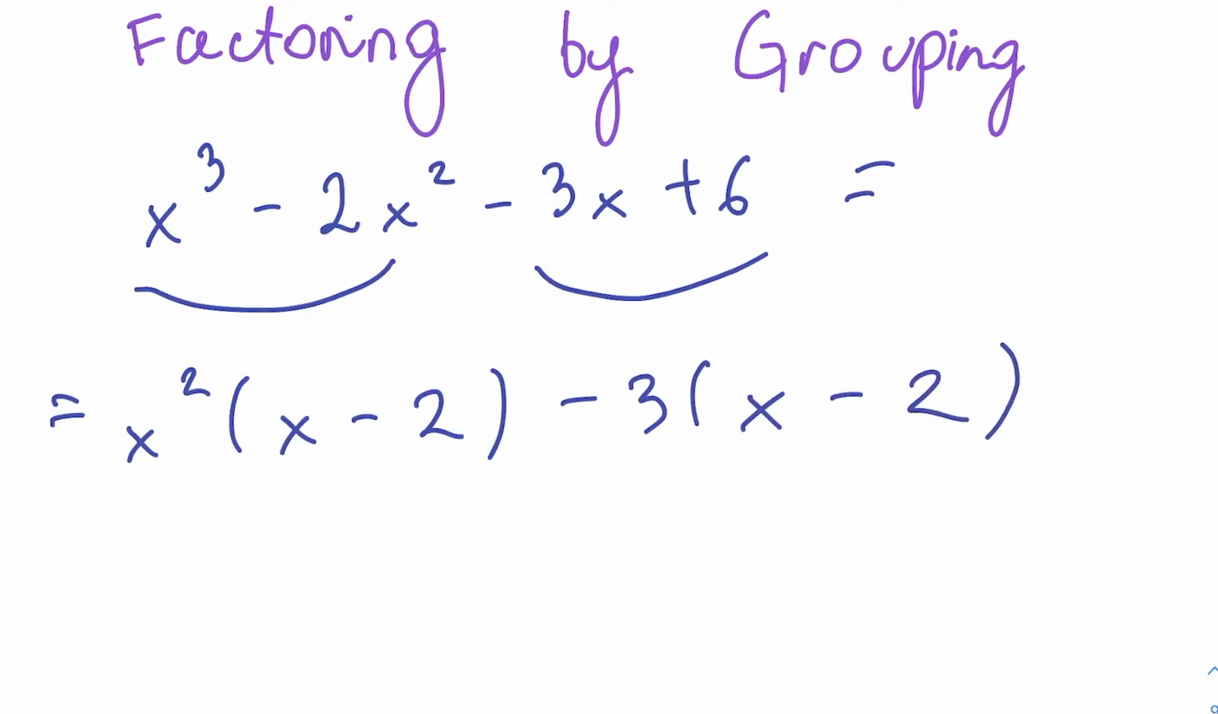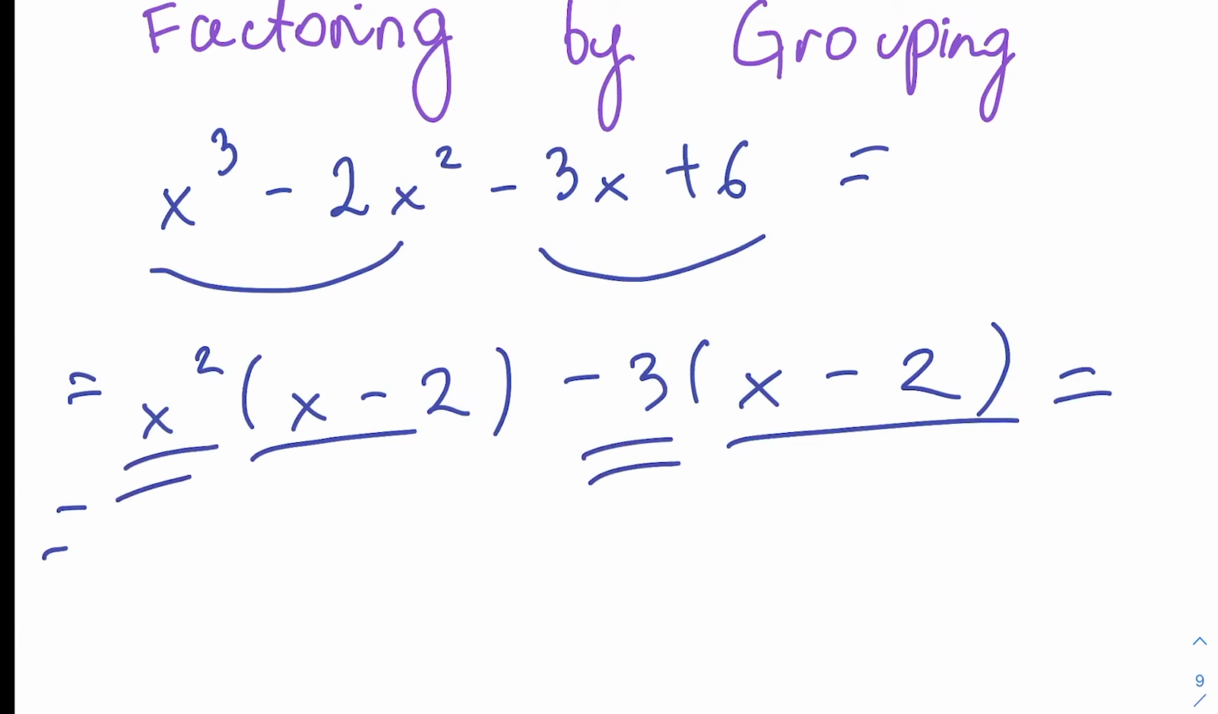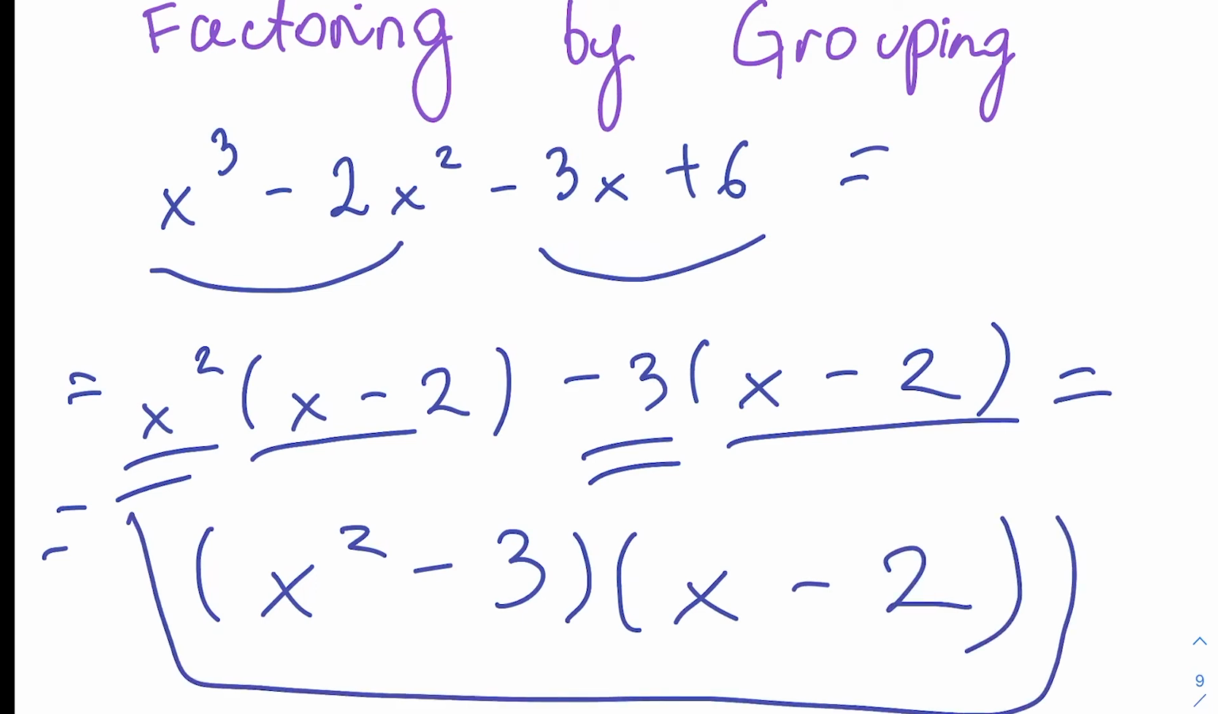And you can check your work by multiplying it back out. So negative 3 times x is minus 3x. Negative 3 times negative 2 is positive 6. Now that you have x minus 2 here, and then x squared and negative 3, you combine the x squared minus 3. So you'll have x squared minus 3 times x minus 2. So that's how grouping works.